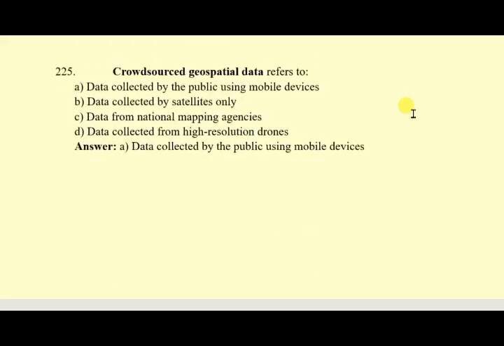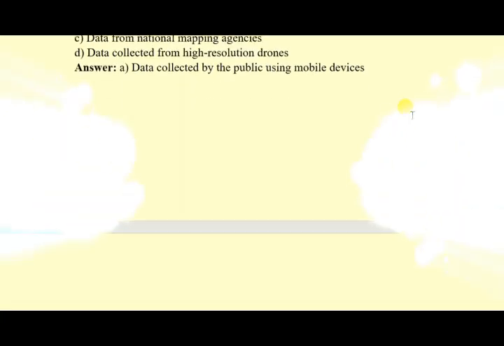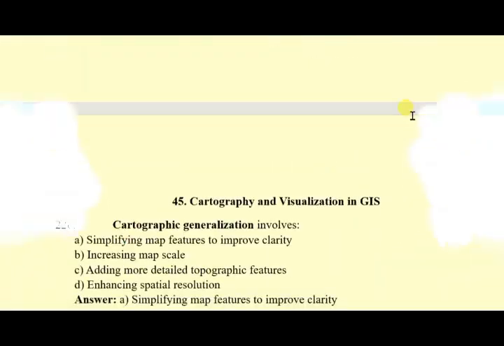Question 225. Crowdsourced geospatial data refers to data collected by the public using mobile devices, data collected by satellites only, data from national mapping agencies, data collected from high resolution drones. Here the right answer will be data collected by the public using mobile devices is called crowdsourced geospatial data.